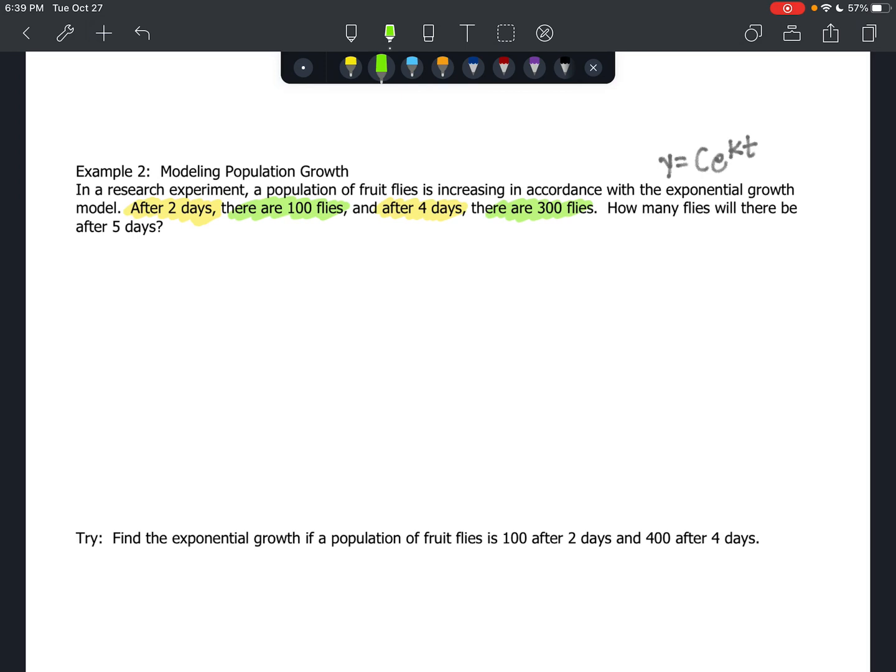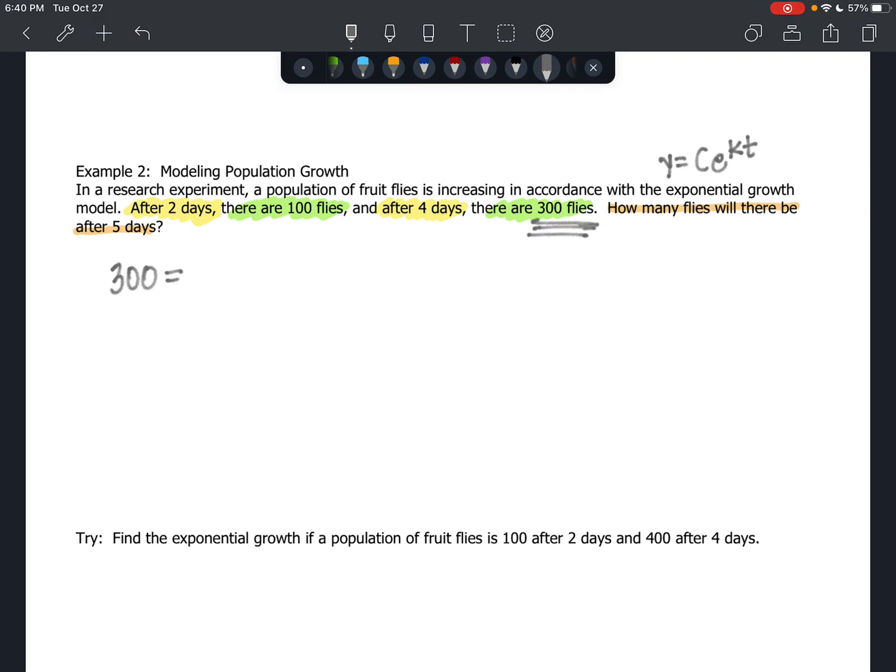How many flies will there be after 5 days? And that's the ultimate question. Well, this increases by the exponential growth model. So you can't just simply figure out linearly what's happening, because the increase from 4 days to 5 days isn't the same as the increase from 2 days to 3 days. Let me show you.